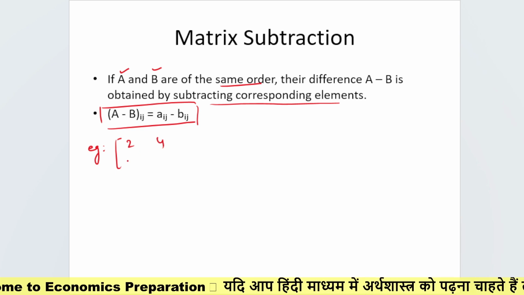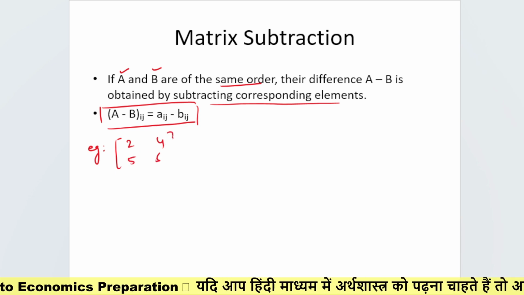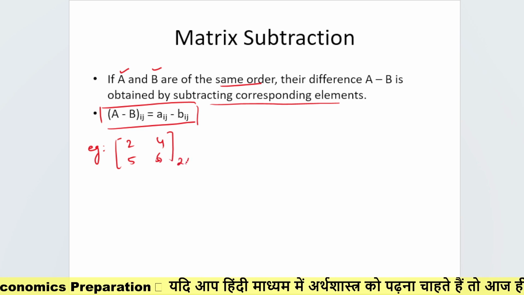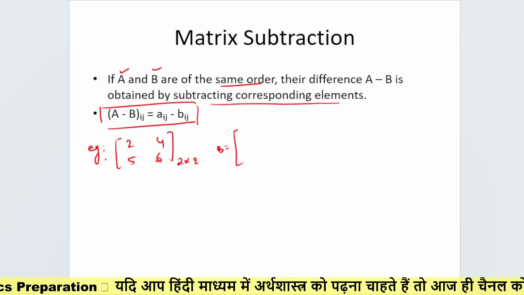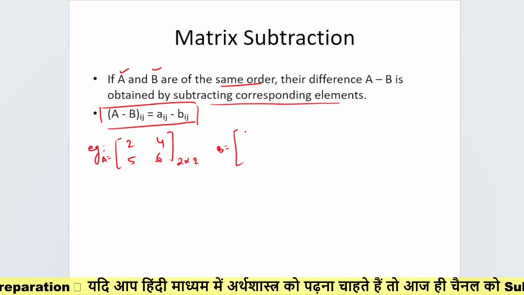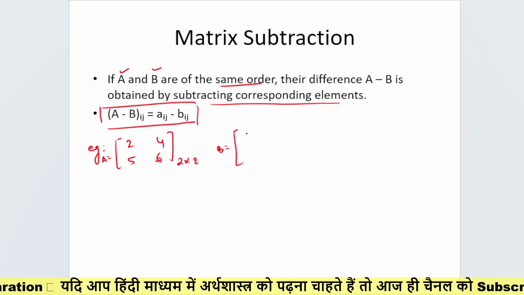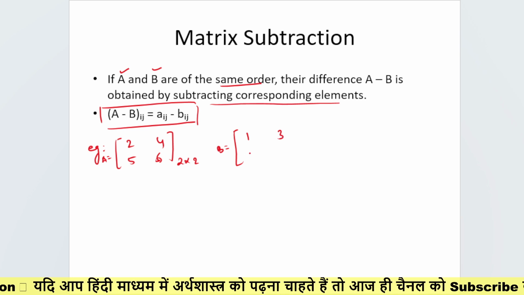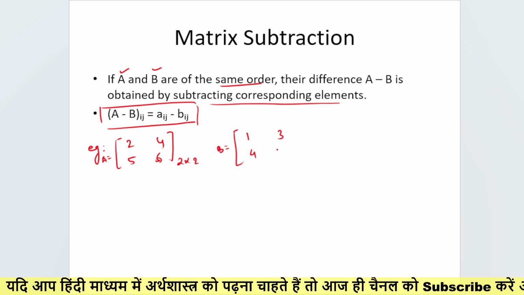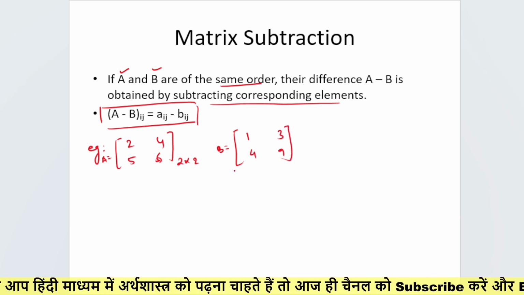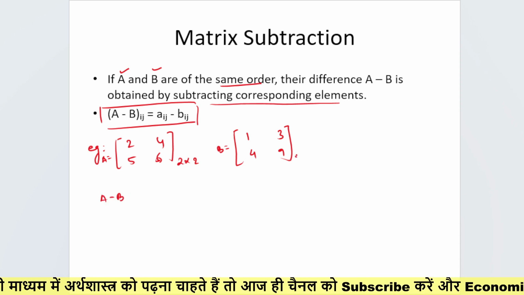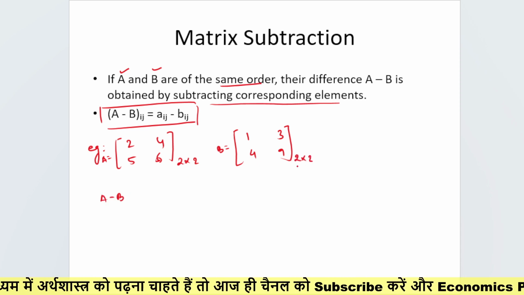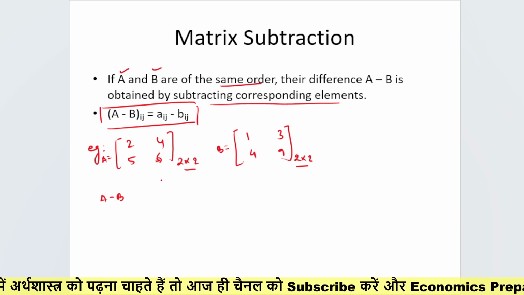Take 2 4 5 6 as the 2 cross 2 matrix A, and this is matrix B, which is 1 3 4 9. Okay, so while finding A minus B, we must first see whether the order is the same. Yes, here we have the same order.